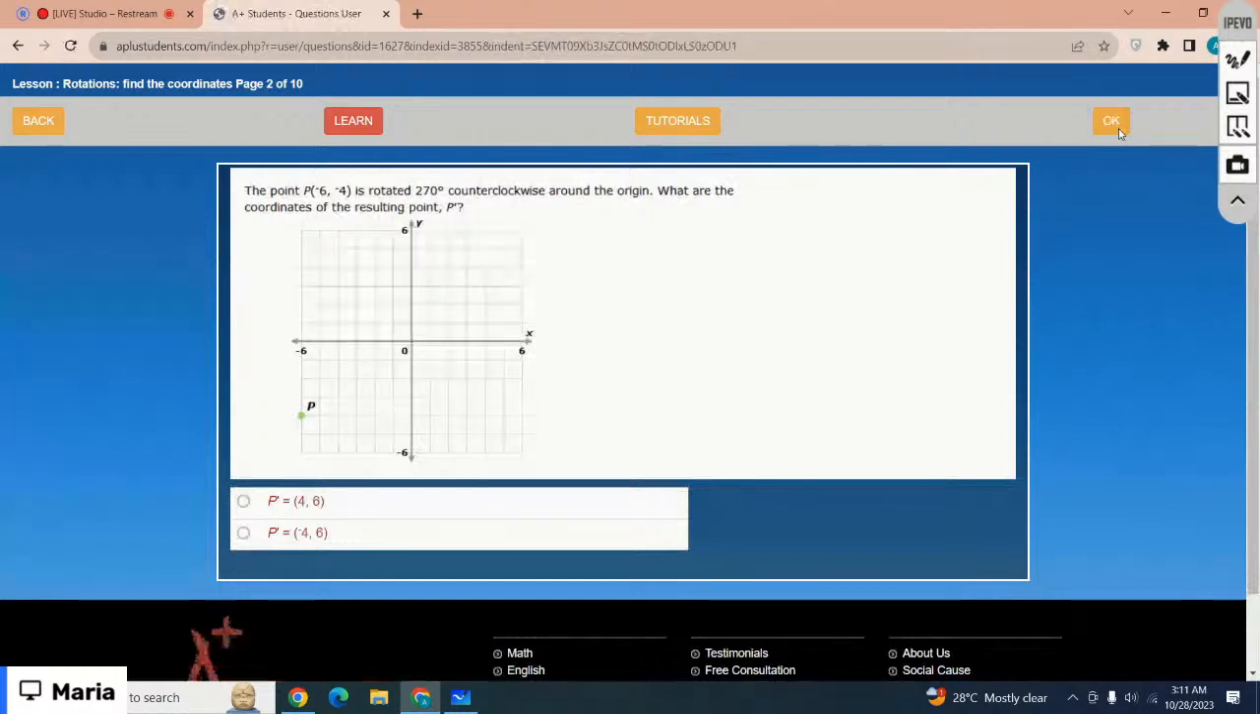A point P(-6, -4) is rotated 270 degrees counterclockwise around the origin. What are the coordinates of the resulting point P'? It would be from here to here, right? X is negative. 270 counterclockwise.